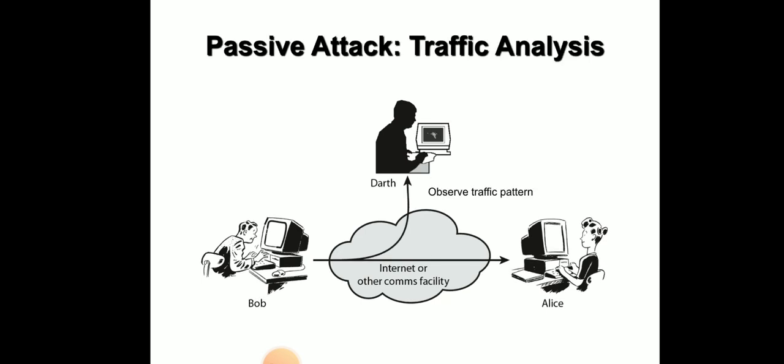Next is traffic analysis. That is also a passive attack. Here the intruder just observes the traffic pattern. For example, how many packets are sent, what is the rate of data flow, and all those things he is going to analyze. He is not going to read the content of the message or modify the content of the message.